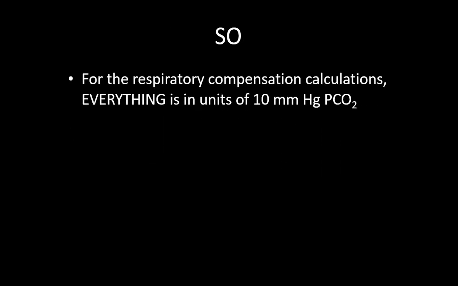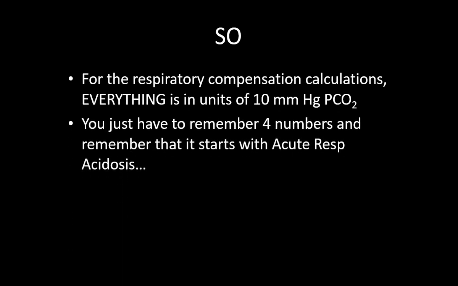So you can remember this formula. For the respiratory compensation calculation, everything is in units of 10 mmHg of PCO2. You just have to remember 4 numbers and remember that it starts with acute respiratory acidosis. So like this, 1, 3, 2 and 4 you can remember.